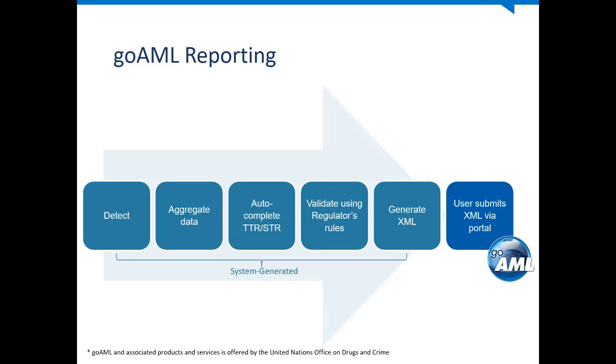What we're doing is that once we detect an activity that is reportable, we go and aggregate all the data to fill out all the different fields in the report. We auto-complete the report, whether it's a threshold report or a suspicious activity report or a suspicious transaction report. We are auto-completing that, right?